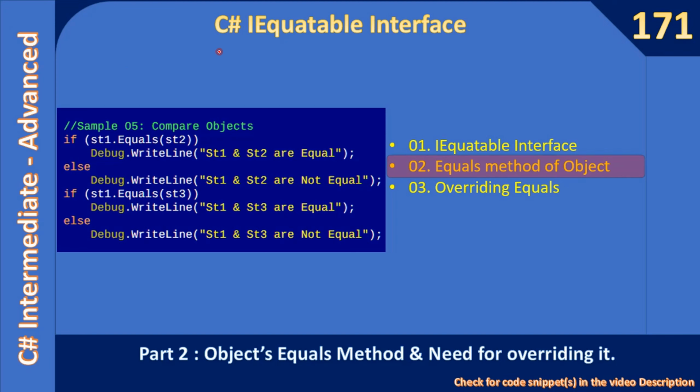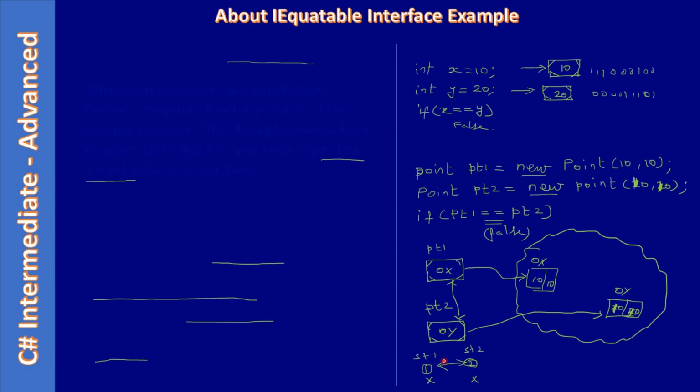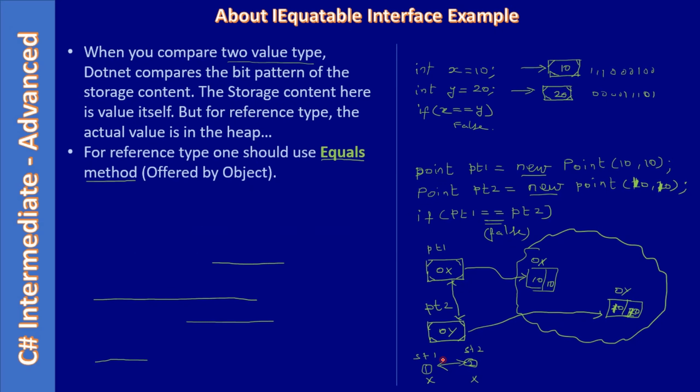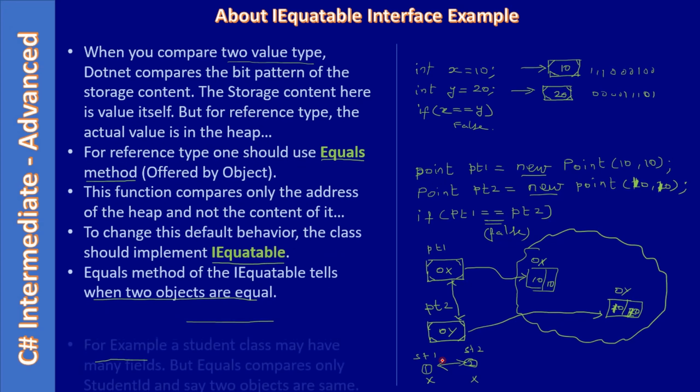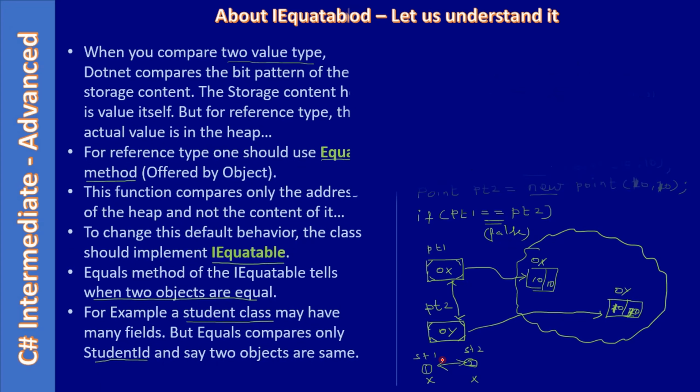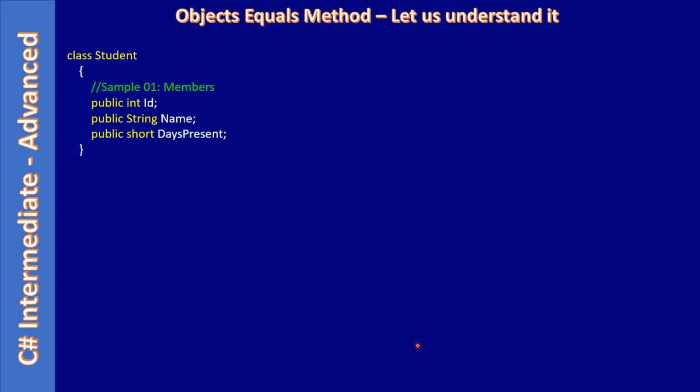In this sub-series, we are talking about the C# IEquatable interface. And in this video, we will see the limitation of the Equals method provided by the object. We will also see why we need to override it. In the last video, we talked about the IEquatable interface. Now let's see a code example.